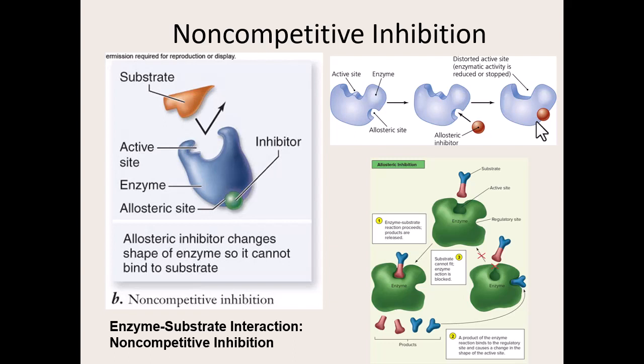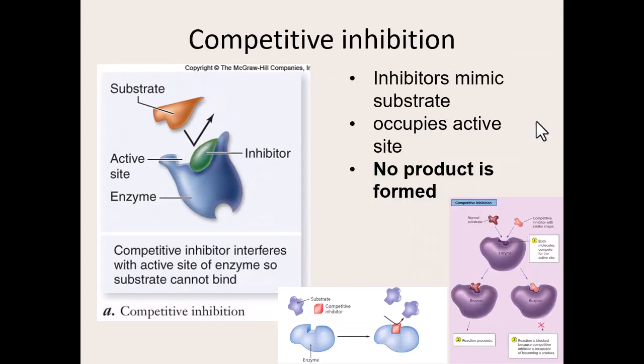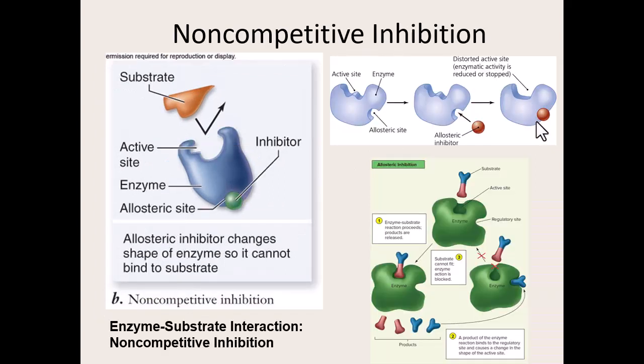Where that active site is meant for that substrate to fit in, it just has that little flip over. So it looked like that, and it's going to flip over just a little bit, just because this thing is sitting in there. So it makes the enzyme change its shape just enough that the substrate can't fit in there. It's not competing for the active site, so that's why it's called non-competitive.